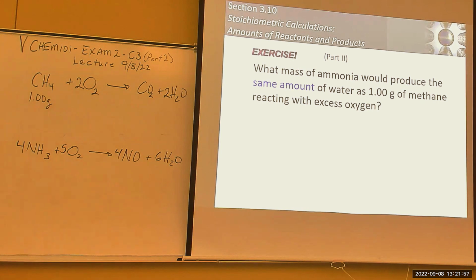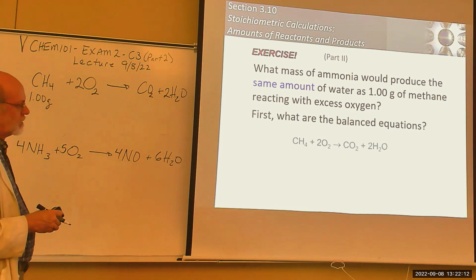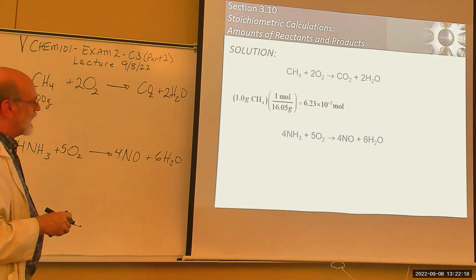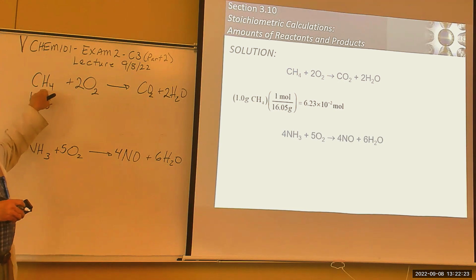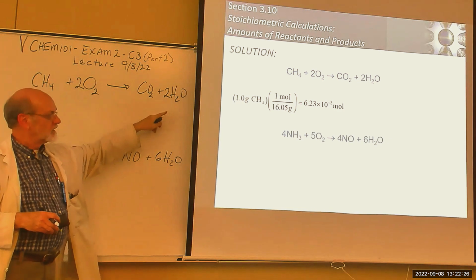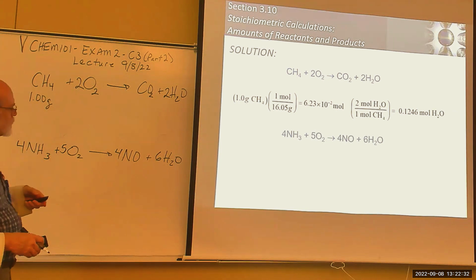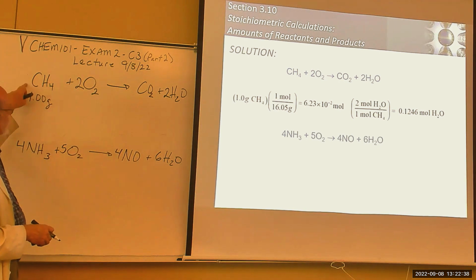So, let's see, do I need to do this one on the board? Oh, no, it's right there. So we got the balanced equations. Now we're going to take the first one and convert grams to moles of methane. Remember, if you don't have moles, you can't go over here. So we got that many moles of methane. We're going to convert that many moles of methane to moles of water by putting this in the numerator and that in the denominator.